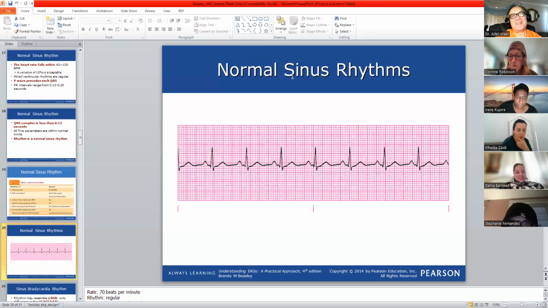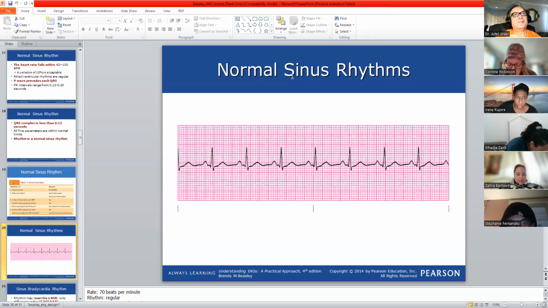Okay. Well, the P waves all look smooth and round, and upright. Very good, good girl. Okay. And then I do the PR interval. That's step 4, I believe. Yes, correct. It looks like it's less than 0.2. Okay, how many small squares? No more than 5. So 0.2 is 5 squares.